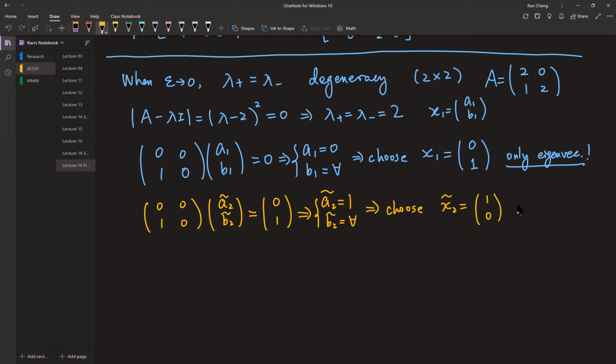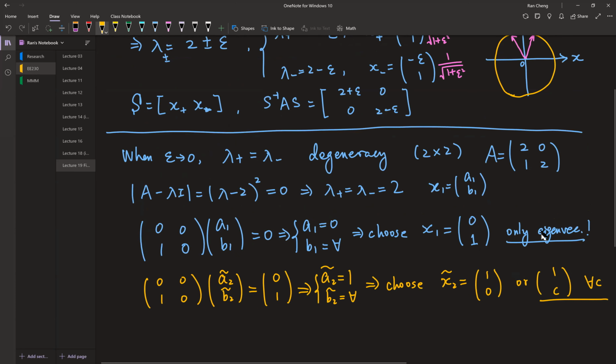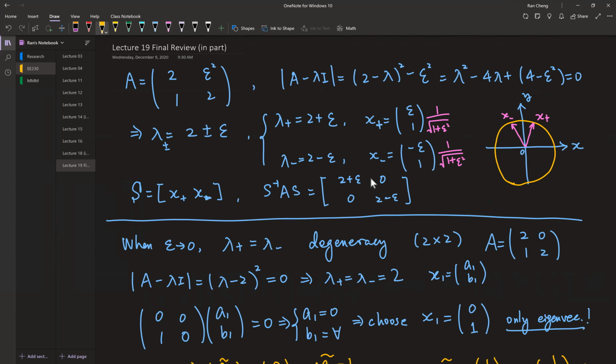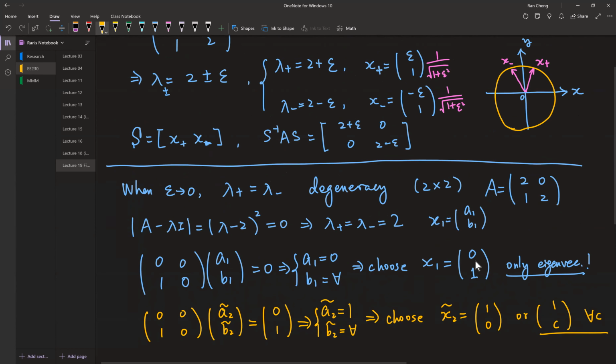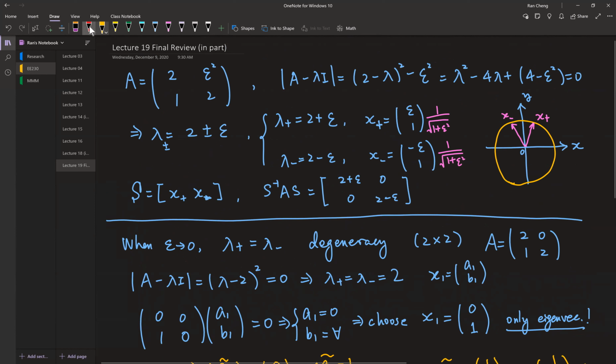But we should bear in mind that it can be 1, c, where c can be anything. This is the general choice. Now if we go back to this figure and draw the generalized eigenvector, let's see what they look like. For x1, it is 0, 1. Let's call this x1. So the 0, 1 is pointing here after normalization. So this is x1 when epsilon goes to 0.